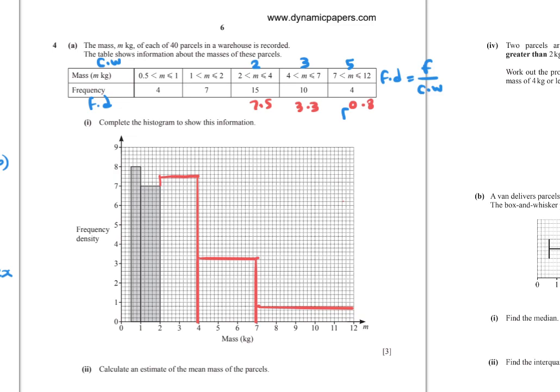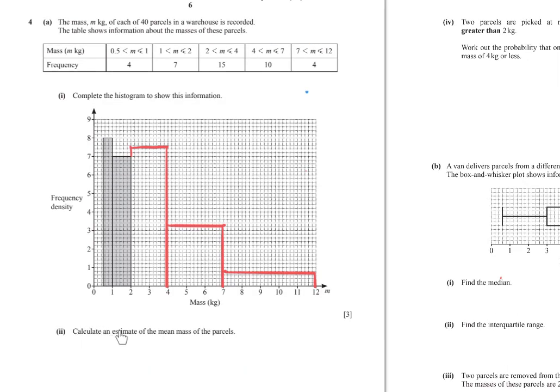This is how to complete the histogram. Part (ii): calculate an estimate of the mean mass of the parcels. To find the mean, we need to find the middle value for each group. Between 0.5 and 1, so 0.75, this is the middle value. 1 and 2, so 1.5. 2 and 4, so 3. 4 and 7, so 5.5. 7 and 12, 7 plus 12 is 19, divide by 2, so 9.5.